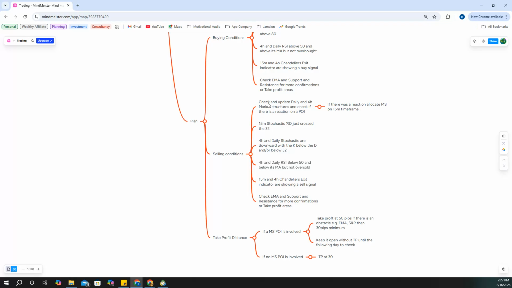So check and update daily and 4 hour market structure, and then the 15-minute stochastic D just crossed the 32. This is another thing, the 15-minute stochastic. The 4 hour and daily stochastic are downward with K below D and or below the 32. Now, I don't take the "and". It should be "and/or".